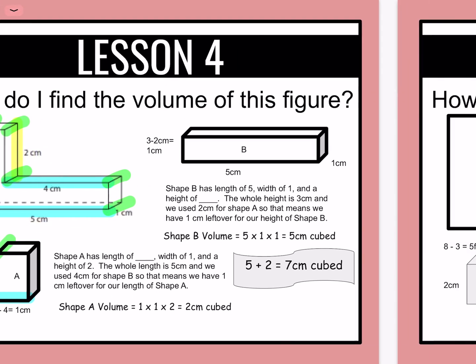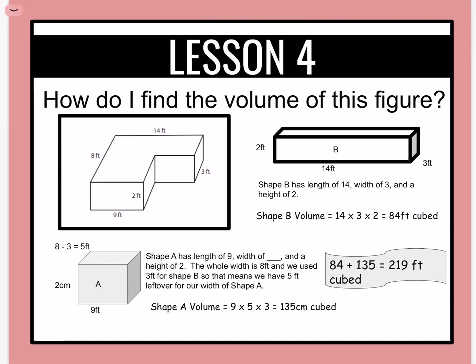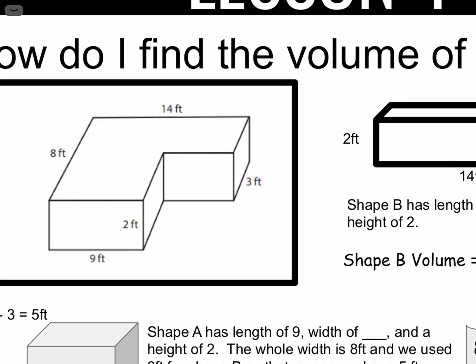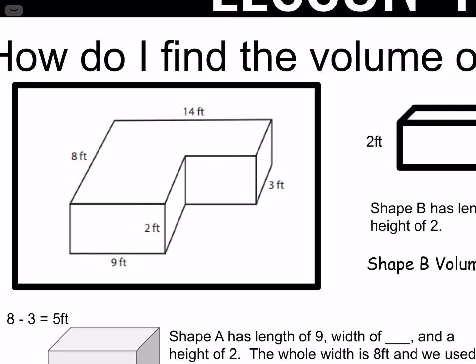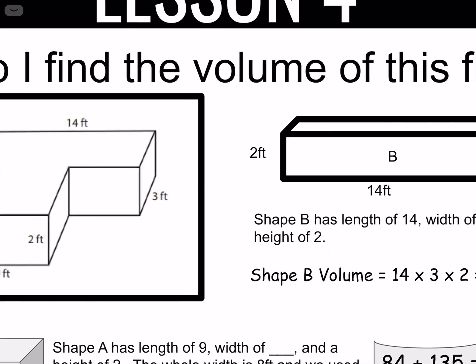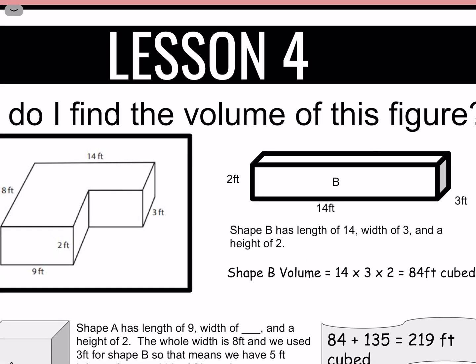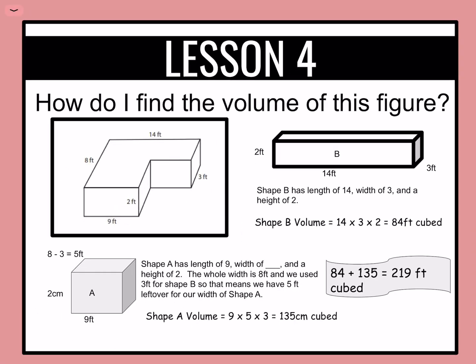All right, let's take a look at this next one. So how do I find the volume of this figure? Okay, so let's just blow this one up for just a minute. Do you see that? It looks like there are maybe 2 rectangles here. So what I'm looking at is there is this piece here, which is this B.